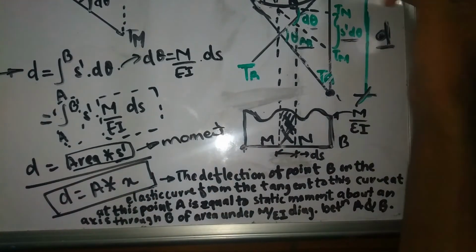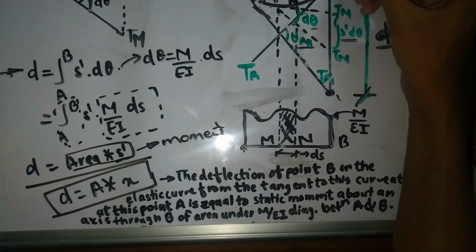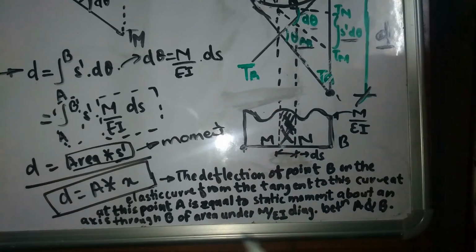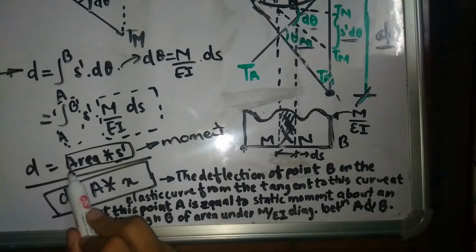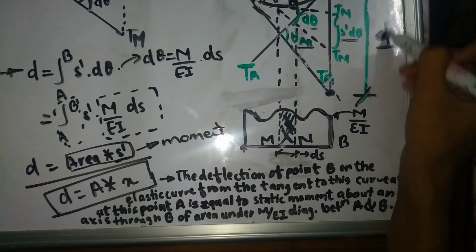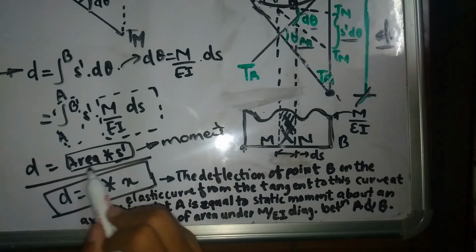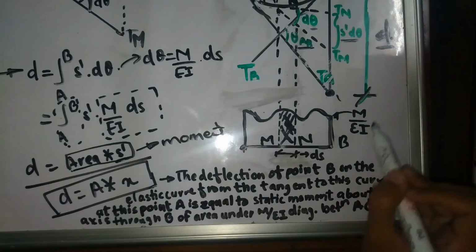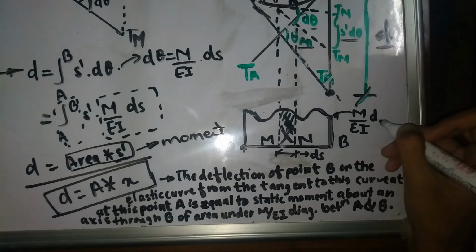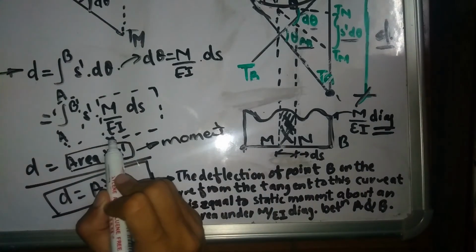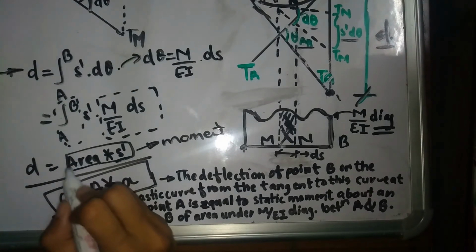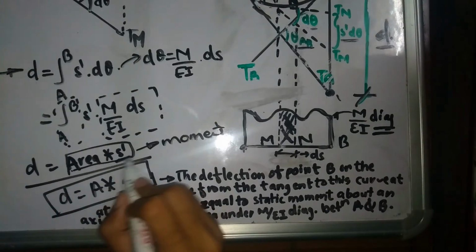So what does distance S dash mean? It is from B. It means it is about an axis through B of the area under the M by EI diagram between A and B. So basically our D is simply going to be equal to the area under the M by EI diagram into S dash. So it is the static moment of this M by EI diagram. For this, we simply multiply the area of the M by EI diagram by a certain distance.